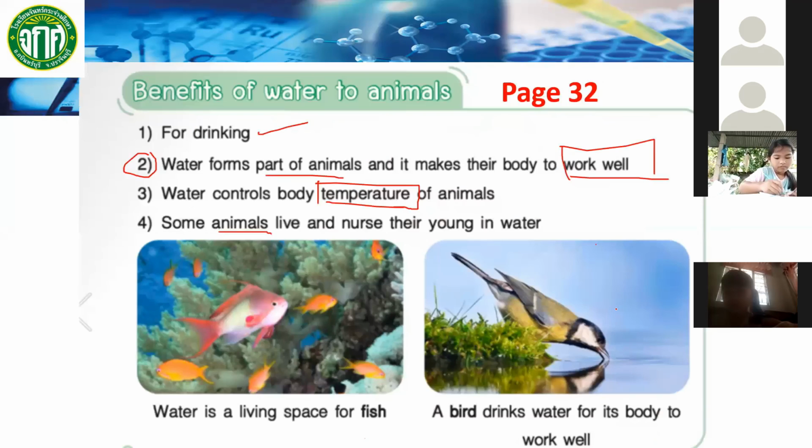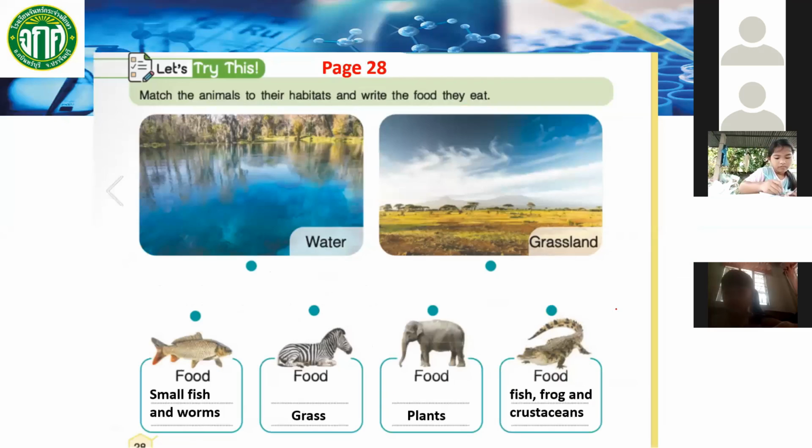Now we have an activity on page 28. We have here water and grassland. Match the animals to their habitats and write the food they eat. When we say habitat, it is the space where they live. So let's have the first picture. It is fish. Where are we going to put this? Is it on the water or the grassland?